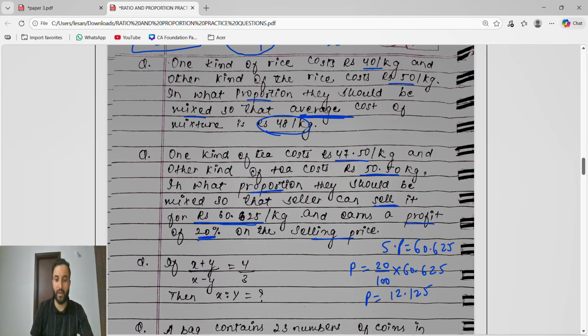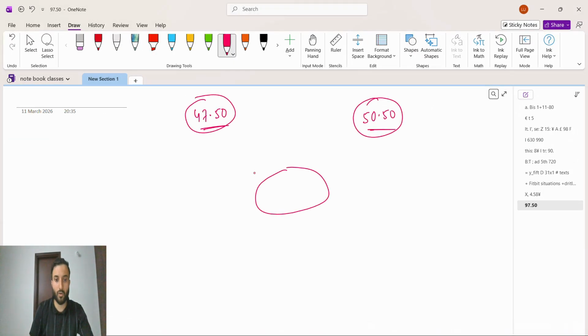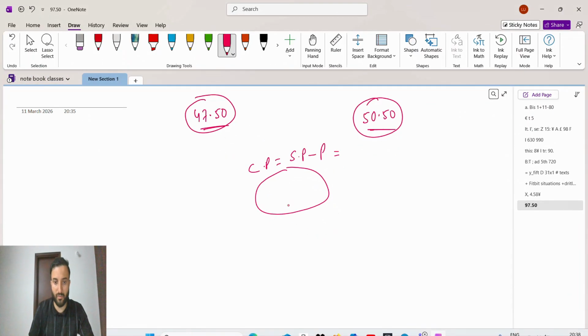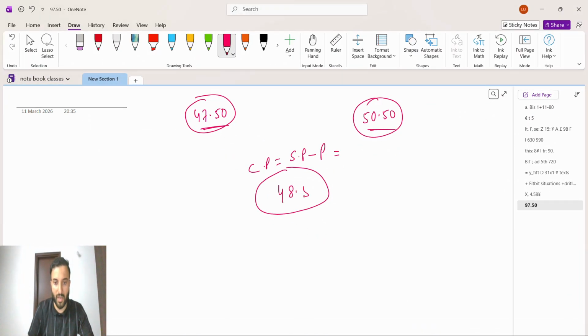Guys, what do we have to write here? We have to write here the cost price. So what is the formula for cost price? Selling price minus profit is the cost price. So selling price is 60.625 minus profit, which is 12.125. So we'll get 48.5. We will get the cost price. So the average cost price we have to write here.